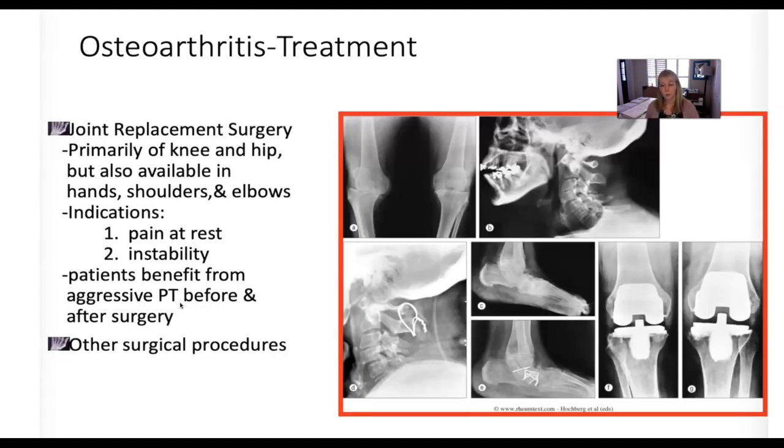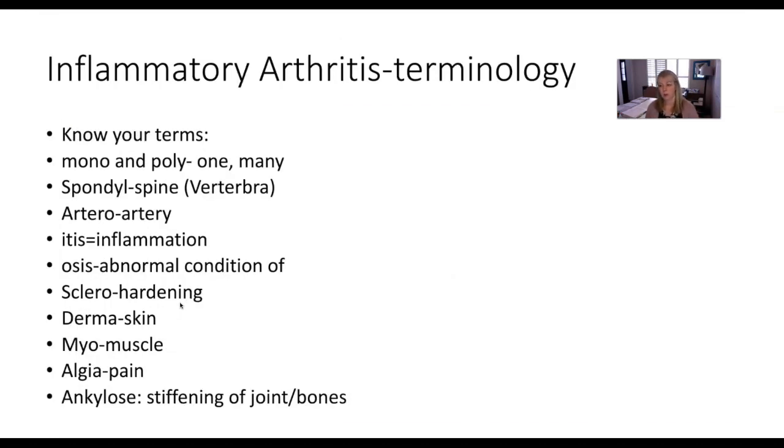And other treatments, which I had mentioned before, is joint replacement surgery. All right, so before we go to inflammatory arthritis, I want to make sure that you understand the terminology, because if you know the terminology, it's real easy to look at a term and say, oh, this is what this is.